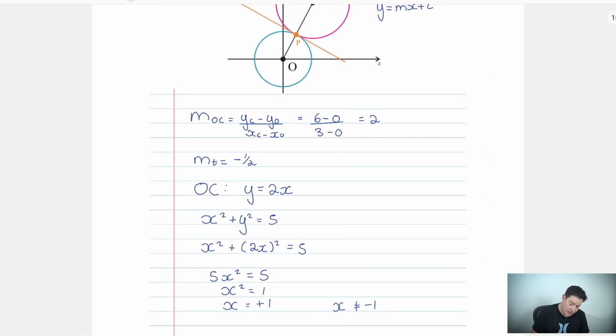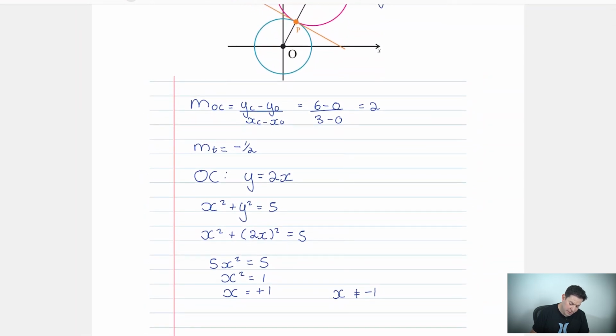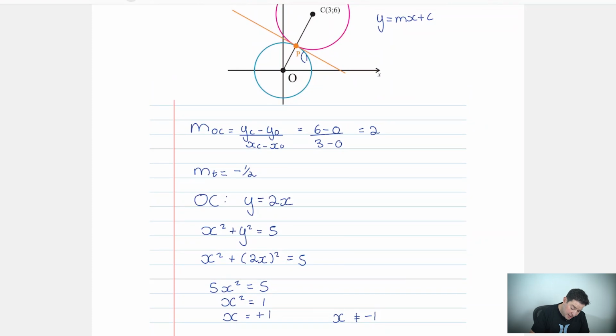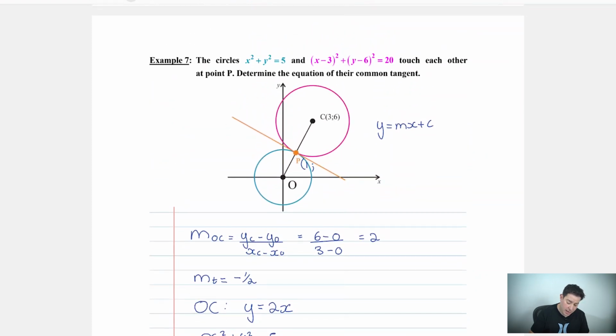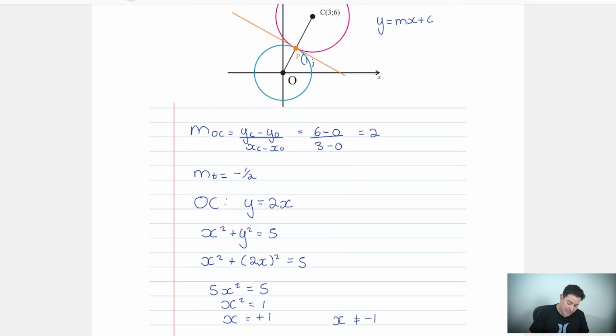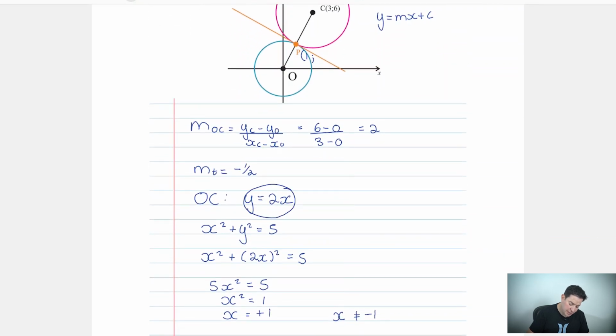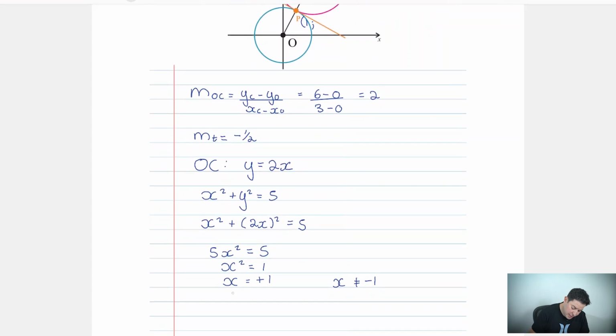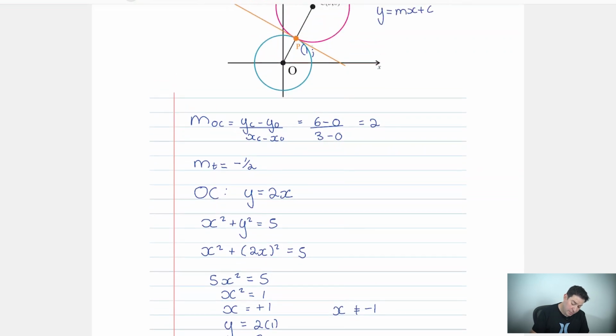Right, so now we have the x value at point P. So all we're going to do is substitute that x value of point P back into either the equation of circle center O, circle center C, or the equation of the straight line. Because we know that point P lies on all of those equations, it's easiest to substitute into the equation of the straight line. So if x equals 1, y is equal to 2 times 1, which is equal to 2. So now we know point P is the coordinate (1, 2).